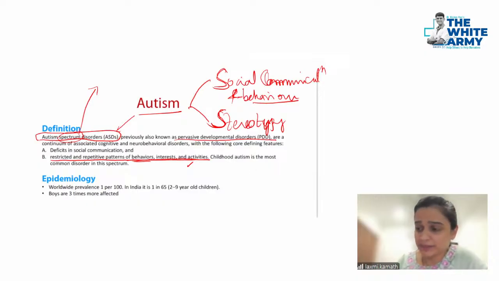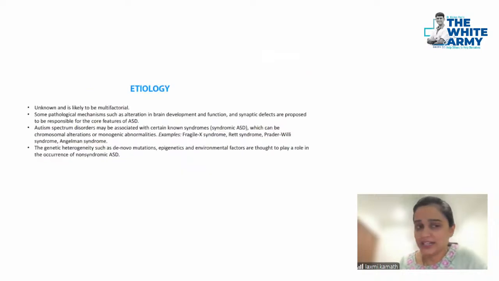So what is the prevalence? It's much more common than expected, more common in boys. 1 in 100 you can remember, and boys have almost 3 times more prevalence than females. Now, what is the cause? Why has this increased? Nobody knows. So that is when we use the word multifactorial. In multifactorial, you should remember genetic and acquired.